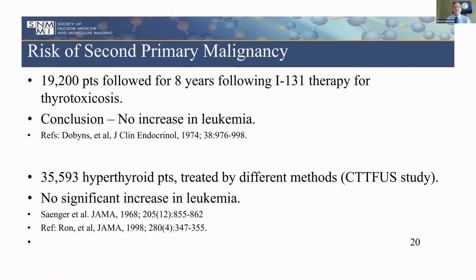Risk of secondary primary malignancy, again, in thyrotoxicosis. Dobbins found no increase in leukemia with 19,000 patients. And then the classic study by Eugene Sanger from the University of Cincinnati, known as the Cooperative Thyrotoxicosis Therapy Follow-Up Study. No significant increase in leukemia. They looked at patients treated from 1946 to 1964. Sanger's article came out in 1968. And then there was a follow-up article by Elaine Ron from the National Cancer Institute in 1998, looking at patients followed up to 1990. No significant increase in leukemia.